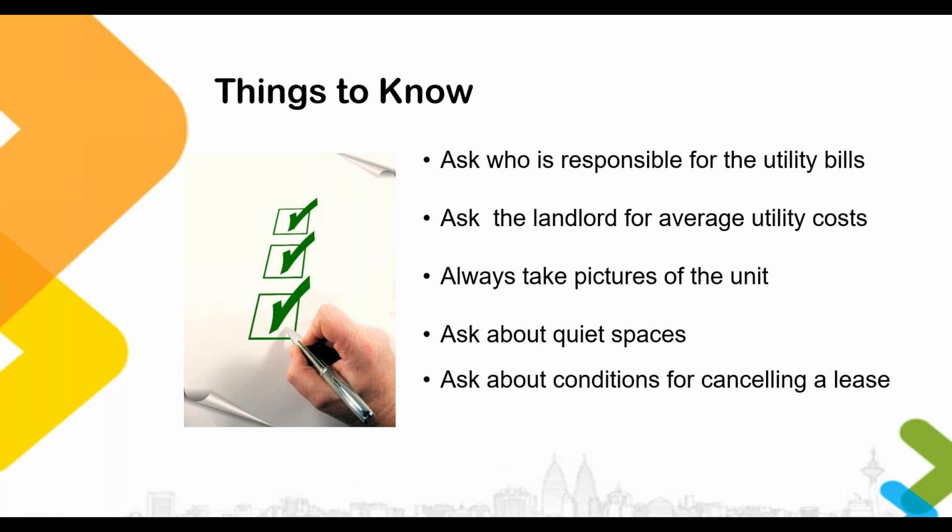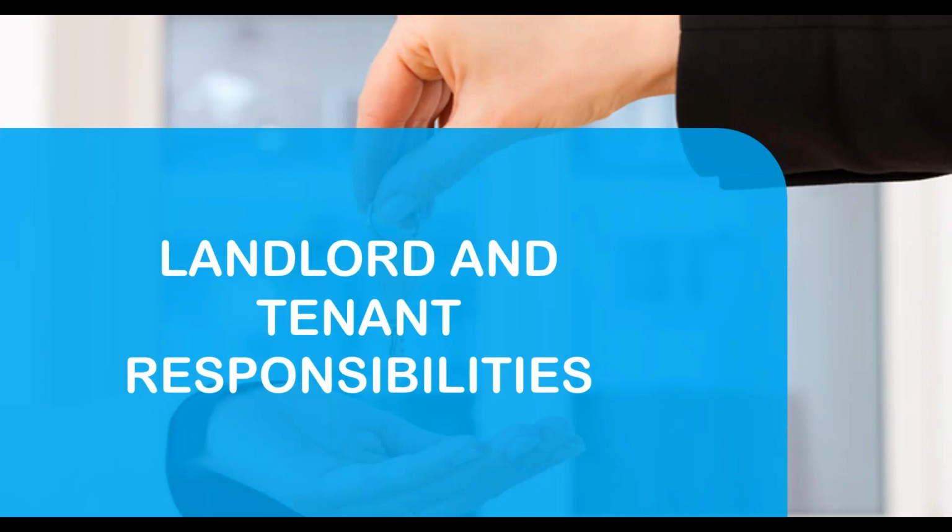Ask about the utility bills. Ask the landlord about the average costs. Do they normally pay $150 a month? Do they normally pay $200 a month for this place? Again, take pictures of the unit. I don't want to forget that. Ask about the quiet spaces that you can access, and ask about the conditions for canceling your lease agreement.